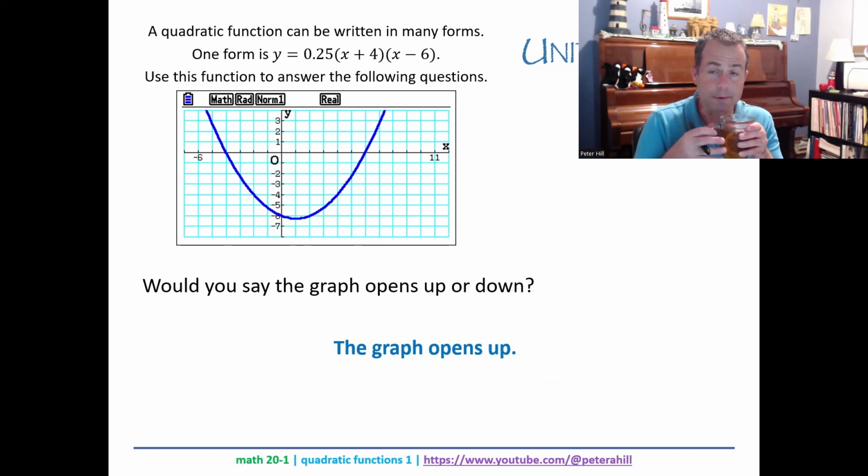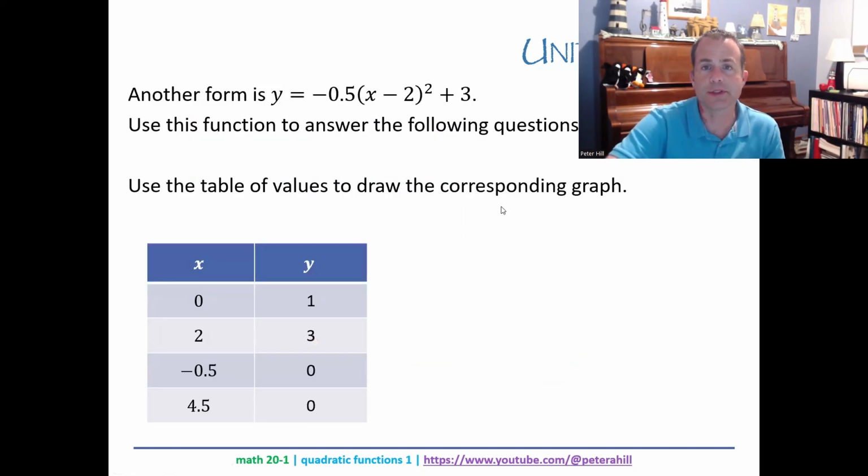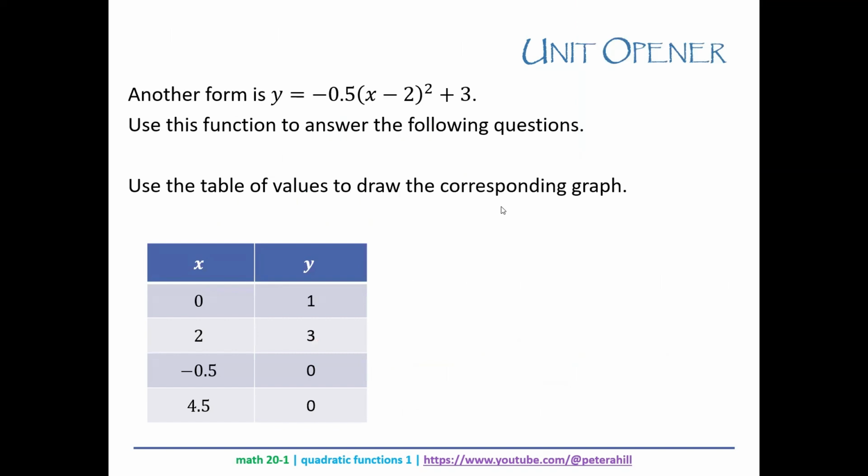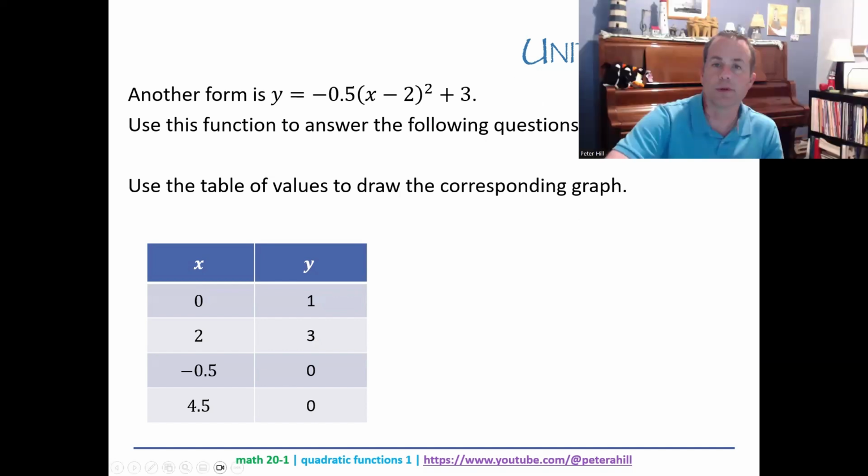So that was one type of form that we're going to deal with over the next week or so. Another type of form looks like this. Another form would be something that looks like this. y equals negative 0.5 (x minus 2) all squared plus 3. Use this function to answer the following questions.